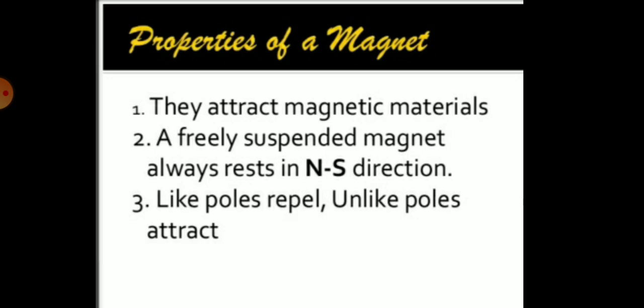And the third property is that like poles repel each other and unlike poles attract each other. Like poles means the same poles, like south pole with south pole or north pole with north pole. And unlike poles means one north pole and the other a south pole. So these attract each other.